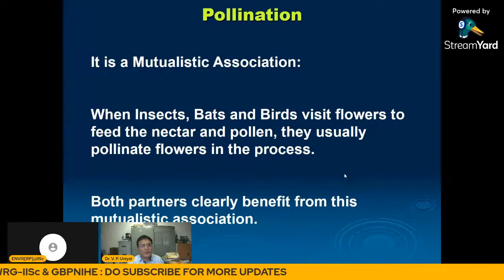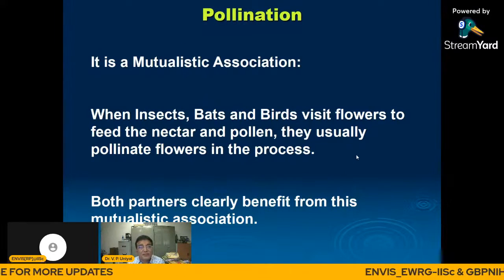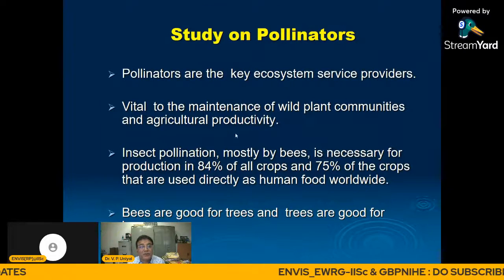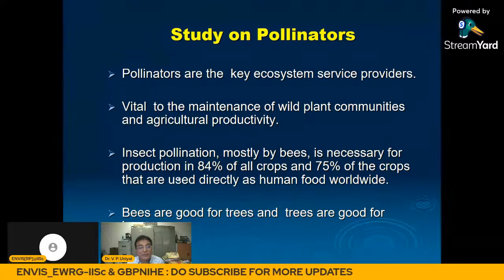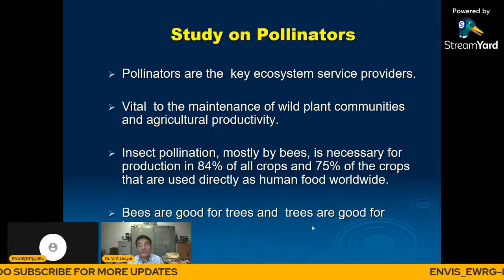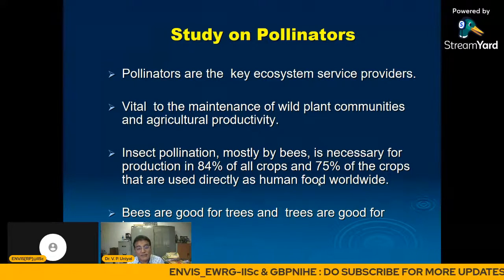You know about pollination, you know the cycles and the definition of pollination, but our information about pollinators is very limited. Bees and insect pollinators, mostly bees, are necessary for the production of 84% of all crops, and 75% of the crops used for human food worldwide. Bees are good for the trees, and trees are good for the bees.